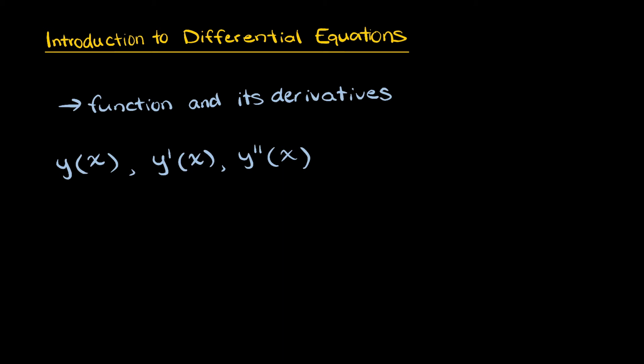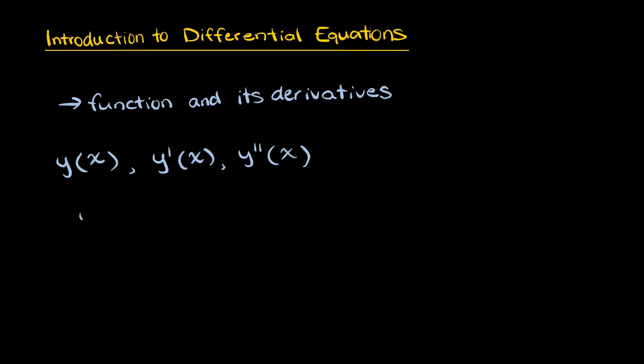Now a differential equation then would look something like this. We might relate all of these by saying that the second derivative is equal to 3 times the original function plus the first derivative. Now this is just an arbitrary differential equation. I don't know if it is a physically possible one or not, if this relationship could exist. However, that's not the point here. The point here is just to show you at its core what a differential equation is about.